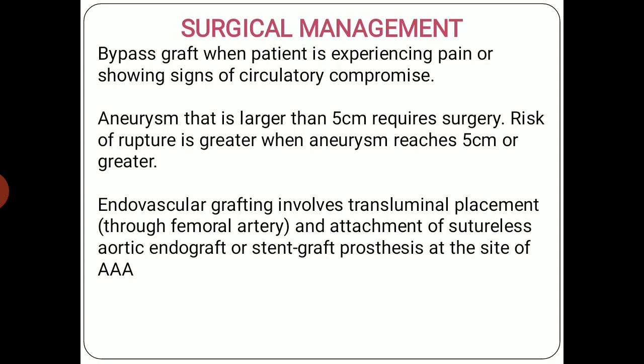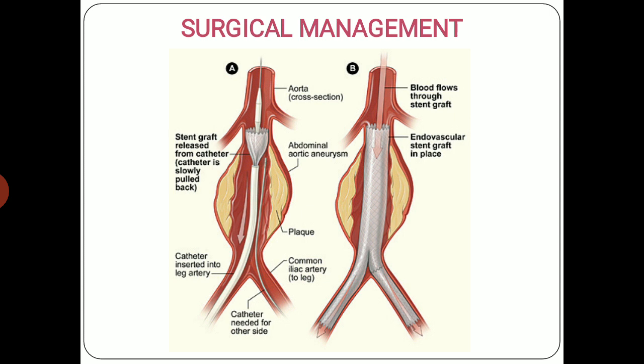Okay. If the aneurysm is larger than 5 centimeters, then it requires surgery. Okay. And the surgery will be endovascular grafting, which involves the insertion of a catheter through the femoral artery and attaching the endograft to the affected area, or a stent graft prosthesis can be inserted. Okay. In this image you can see, in the first image the catheter is inserted through the leg artery, and the stent graft is released from the catheter, and when it is released, then slowly the catheter is removed, so that the endovascular stent graft may be placed in the vessel.